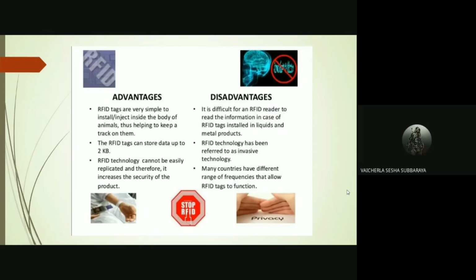Advantages and disadvantages. Advantages: RFID tags are very simple to install and can be injected inside the body of animals, helping to keep track of them. RFID tags can store data up to 2 KB. RFID technology cannot be easily replicated, which increases the security of the product. Disadvantages: it is difficult for an RFID reader to read information from tags installed in liquids and metal products. RFID technology has been referred to as invasive technology. Many countries have different ranges of frequencies that allow RFID tags to function.